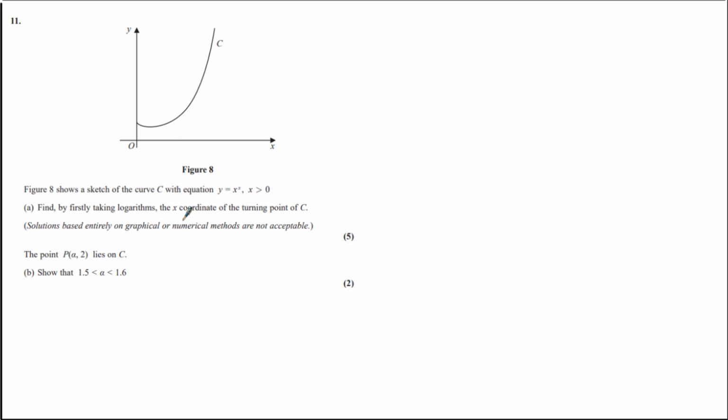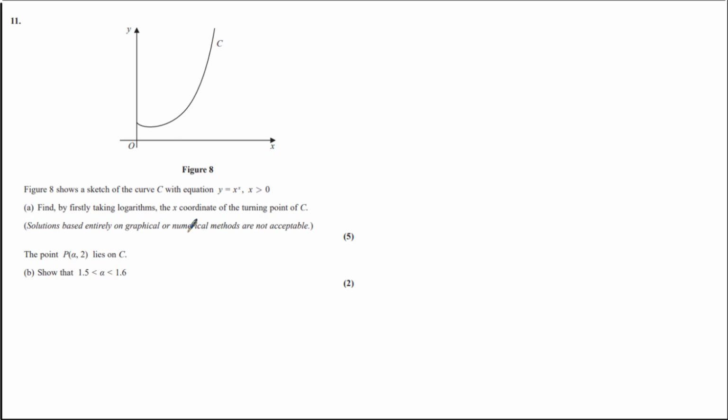So here we need to find the x-coordinate of the turning point of C, this curve here. So it'll be the x-coordinate at the point where this graph is stationary. Now, a technique we can use to find the stationary point is by differentiating the function and working out the x-coordinate where the derivative is equal to 0. Now, in order to differentiate functions where you have powers, we generally use logarithms together with implicit differentiation. And this question has been really helpful in telling us the first step to take.